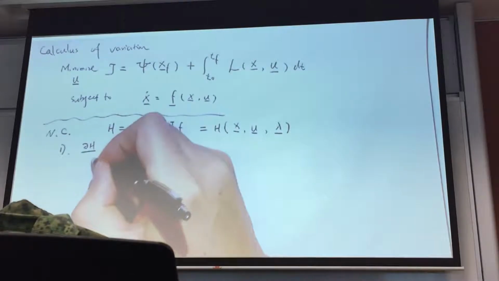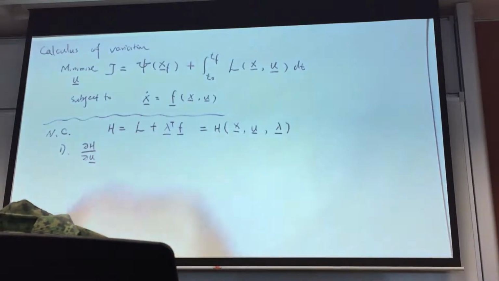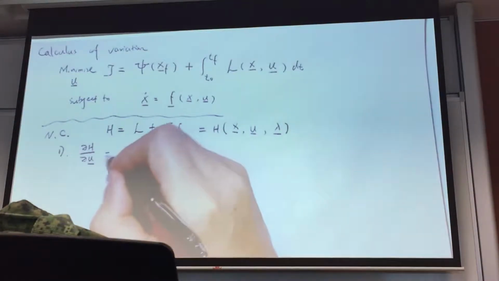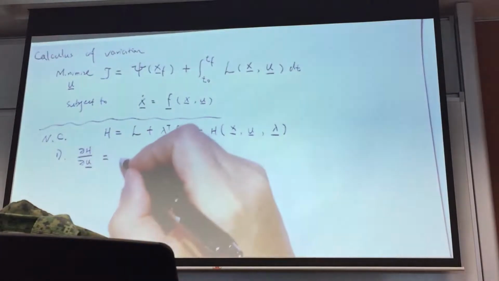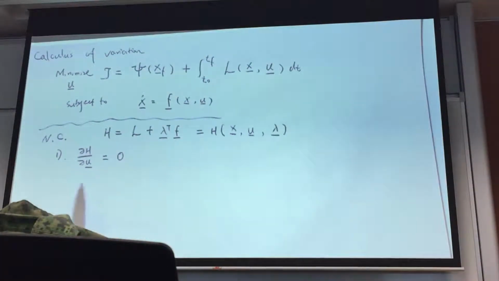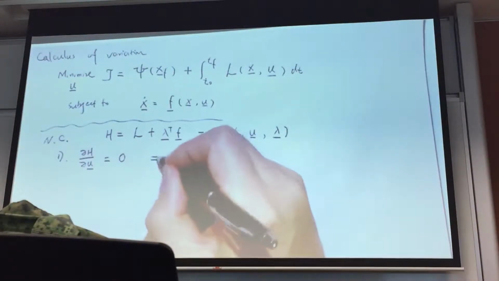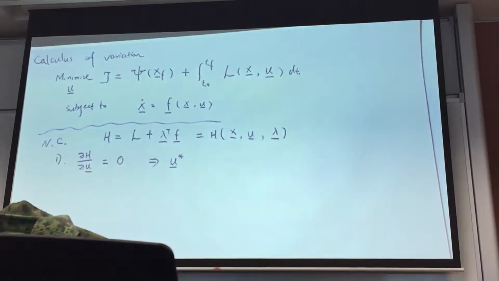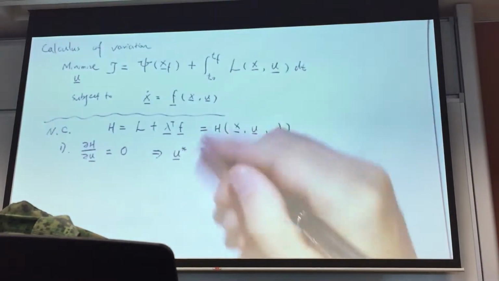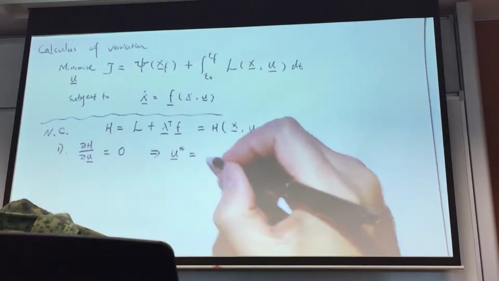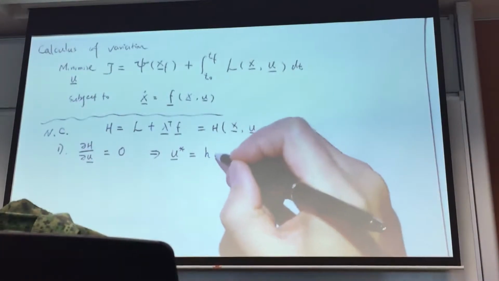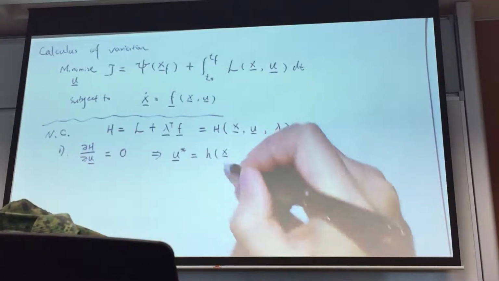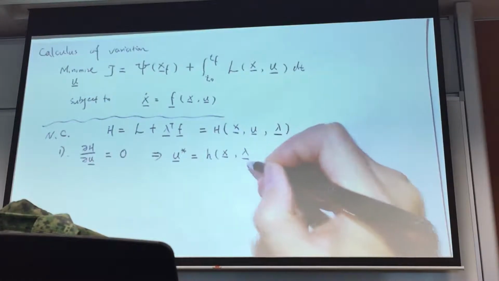For dH/du, this will be the same as we used before. dH/du equal to 0 will give us the optimal control, this u star. You know this u star will be a function in terms of x and lambda.